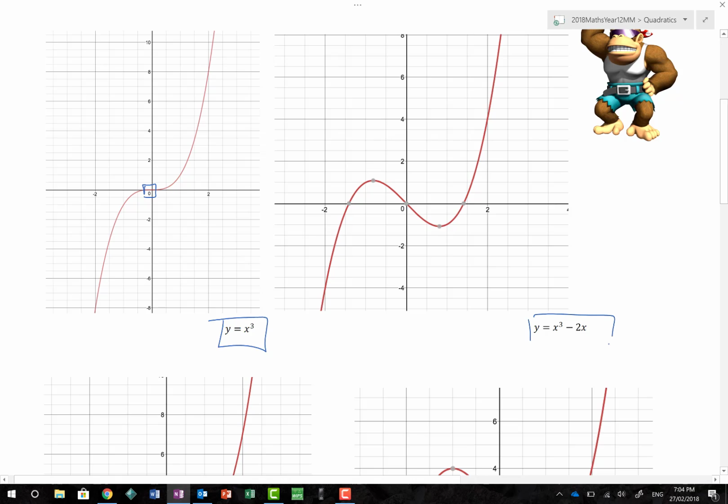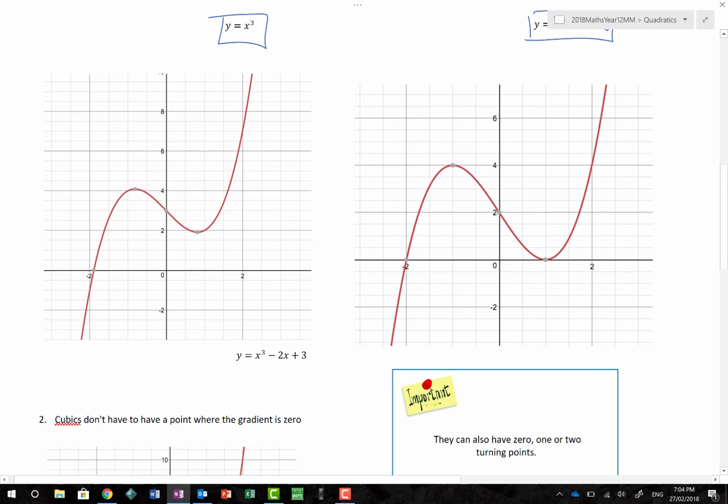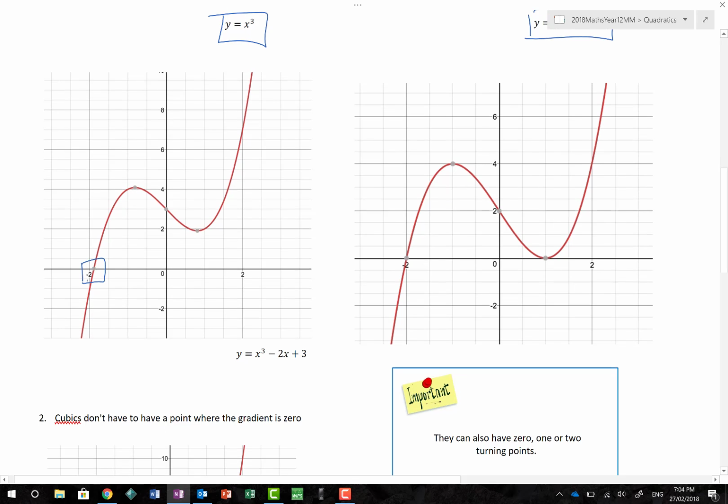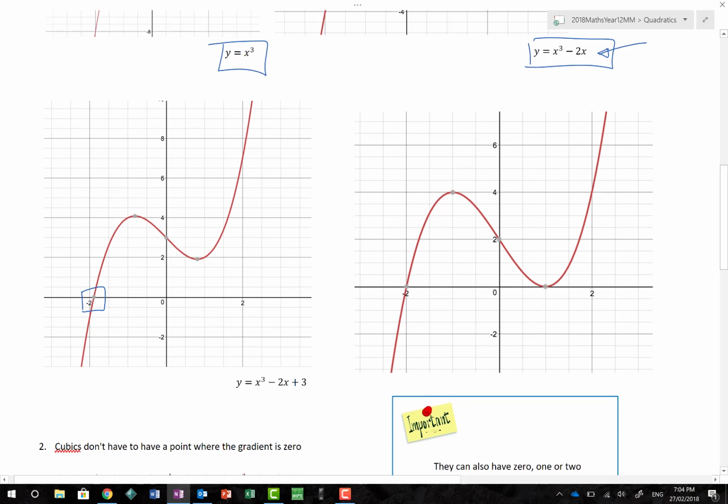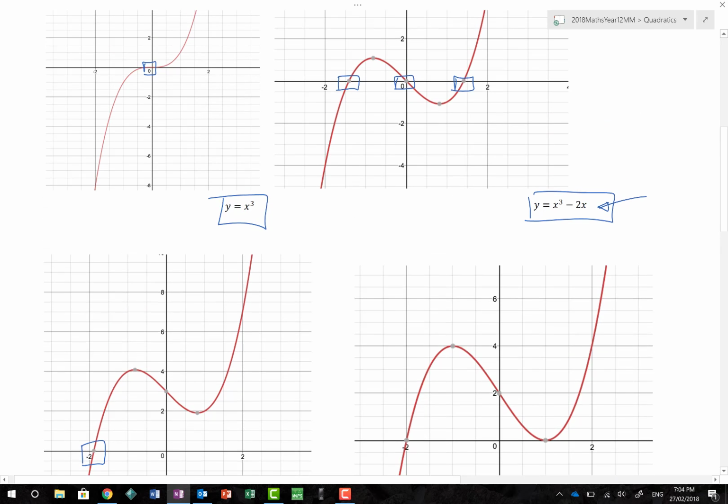Here we have x cubed minus 2x. Now notice there's no constant term there. We don't always have to have a constant term at the end of this. But what do we see? We see that this crosses in 3 places. All right, oh, that's funky. What about this one here? Different. So that's just one place again, which looks slightly different from the y equals x cubed.